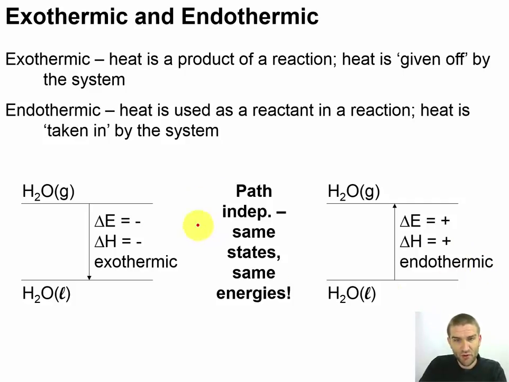Now, the other thing that's important to realize, these are path-independent processes. If you're making the same transitions, but in a different order, it doesn't matter. The quantity of energy will still be the same. The sign on that energy will be opposite, but the size will be the same because you're talking about a path-independent process.